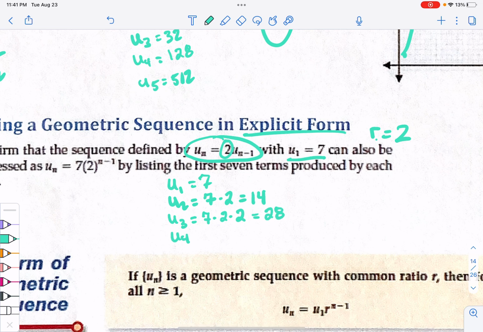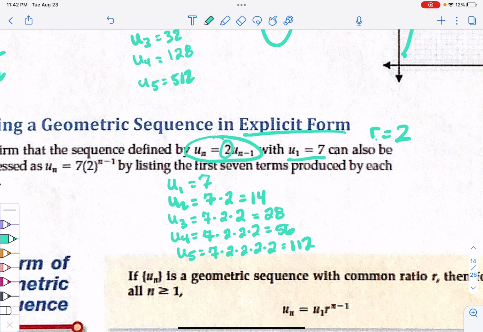Then u sub 4 is taking 28 times 2, or really starting with 7 times 2 times 2 times 2. I'm just multiplying that number by an additional 2. And that's going to be 56. Let me do one more. U sub 5 is 56 times 2, which is really just 7 times 2 times 2 times 2 times 2, 4 times, right? I'm just multiplying by an additional 2. And that is going to be, I think, 112 for u sub 5, okay?